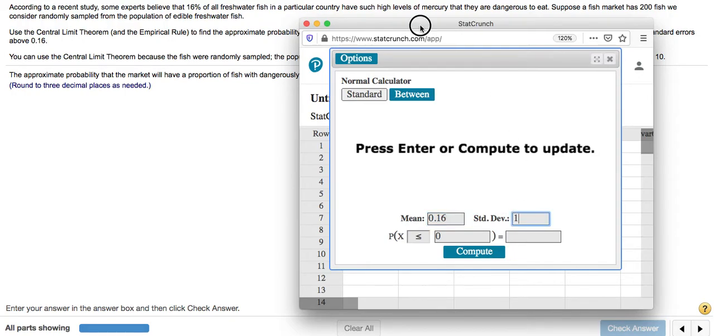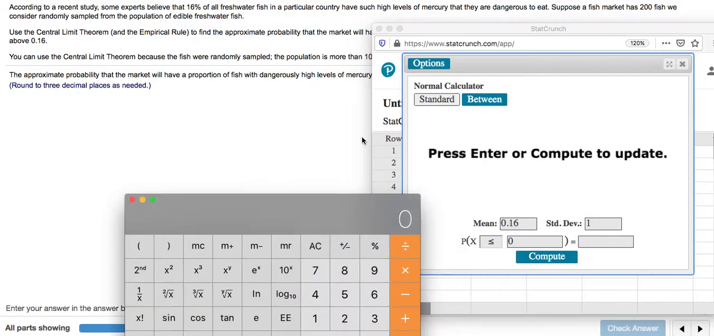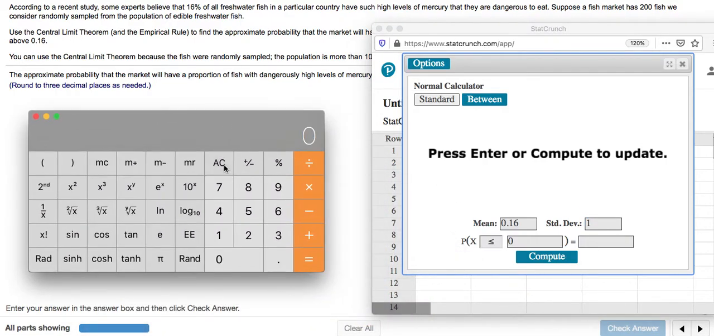Now we also need a standard deviation. Now there's a formula for that where you do p, that's this value, 0.16, times 1 minus p, that's 0.84, and then you divide by the sample size, which is 200, and you take the square root of that number. And that thing is our standard error, or standard deviation. So just to go over that, that was 0.16 times 0.84. We divide by the sample size of 200, and then we take the square root of this value.